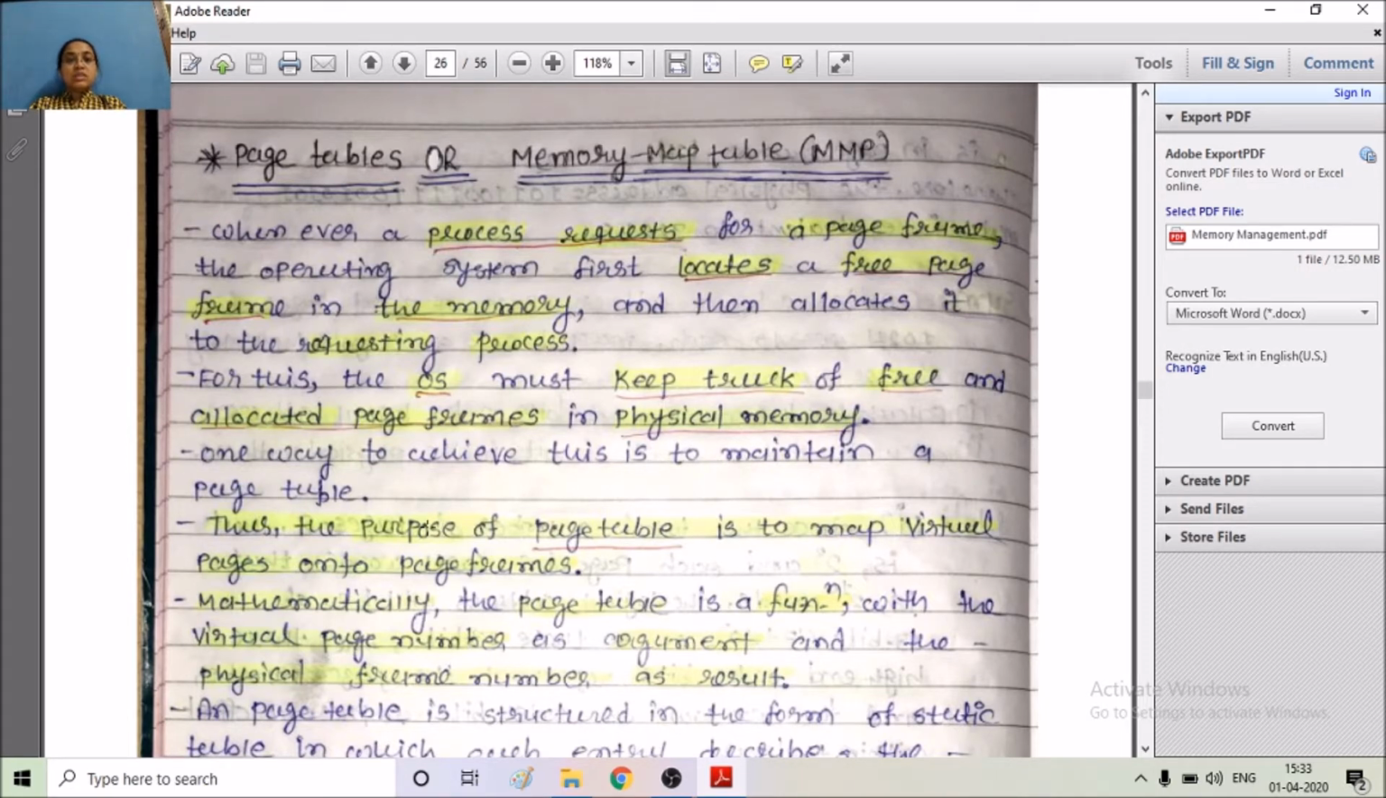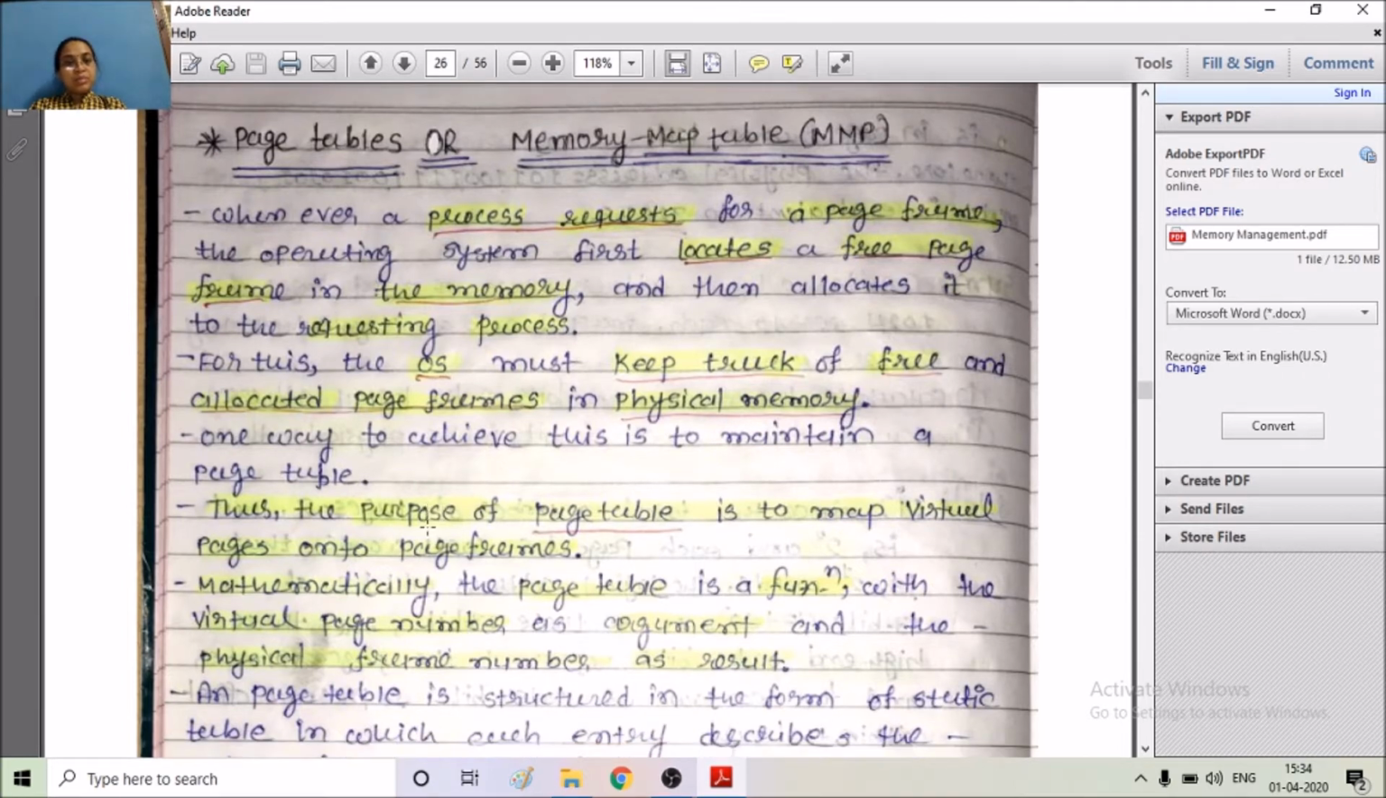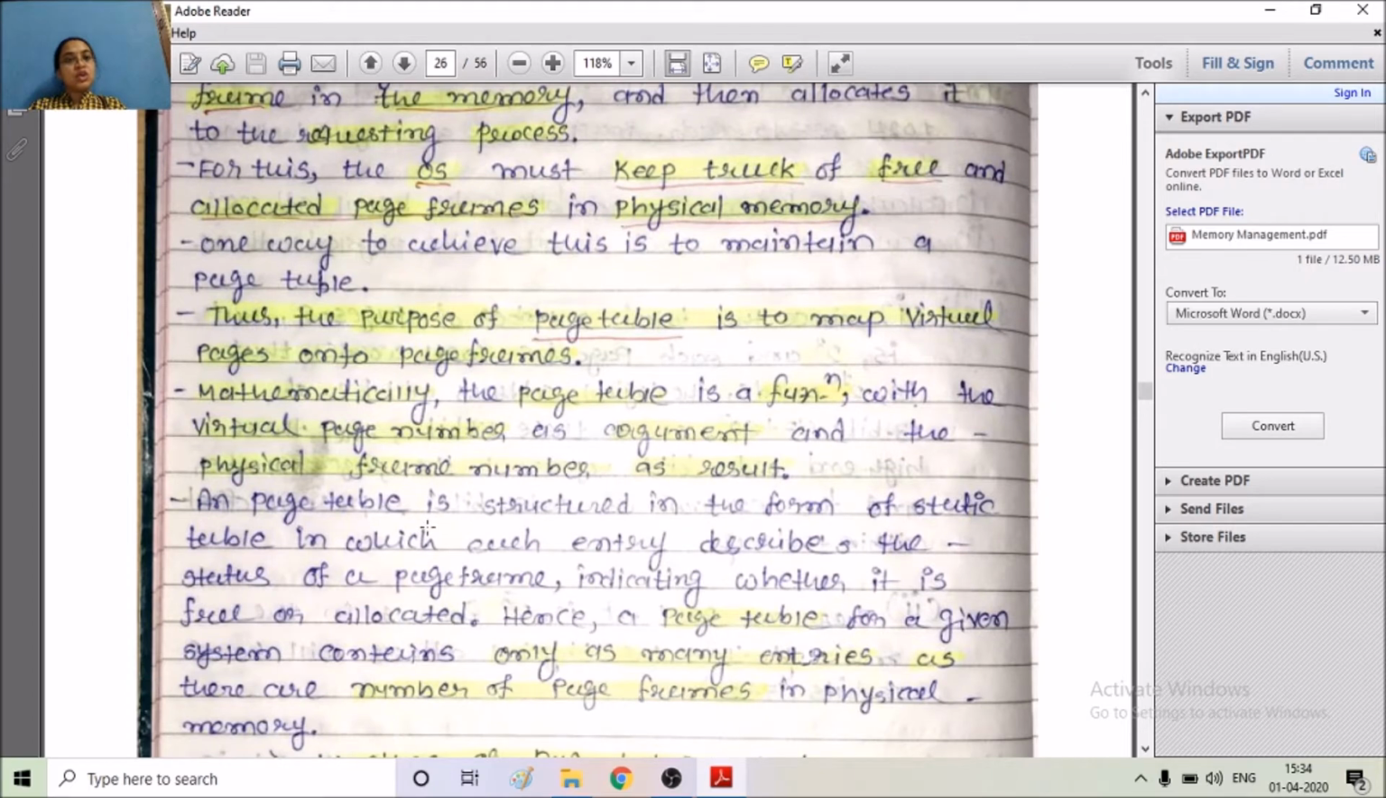One way to achieve this is to maintain a page table. We can say per page frame there is one entry. For example, if your physical memory has 8 page frames, then there are 8 different entries in your page table. Per page frame there is one entry, and that entry indicates the status of your page frame. Thus, the purpose of the page table is to map virtual pages onto page frames.